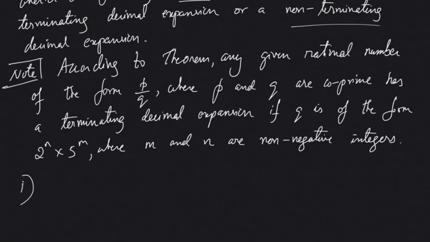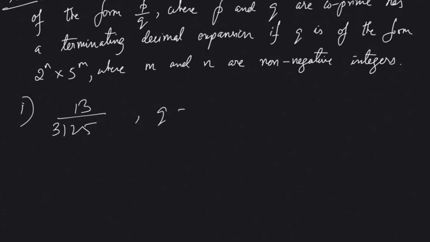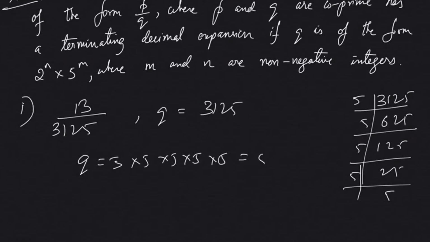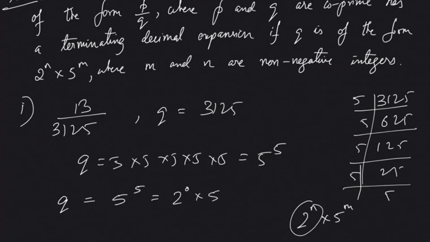Like question number 1, 13 by 3125. Now the denominator is 3125. 3125 divided by 5 is 625, divided by 5 is 125, and so on. So it is 5 into 5 into 5 into 5 into 5, that is 5 power 5. That means we can write the denominator as 5 power 5. As per the theorem, it should be written as 2 power n into 5 power m. That means it is not necessarily that 2 must be there, because we can write 5 power 5 as 2 power 0 into 5 power 5, because anything to the power 0 is actually 1. That we have already studied.